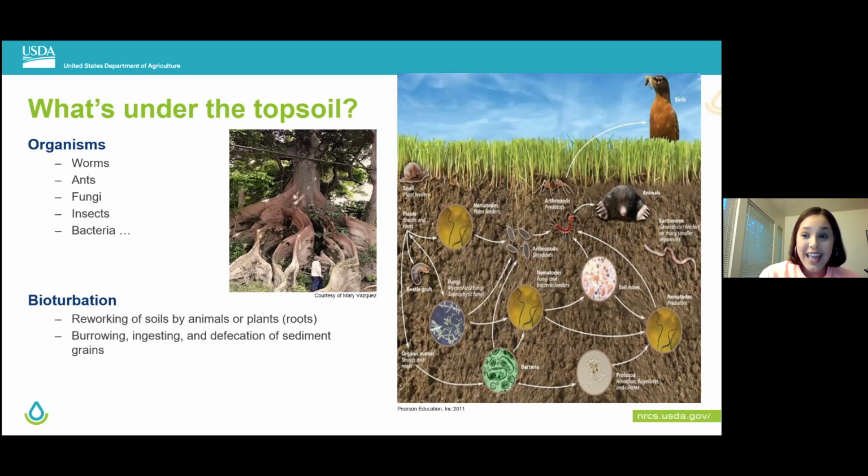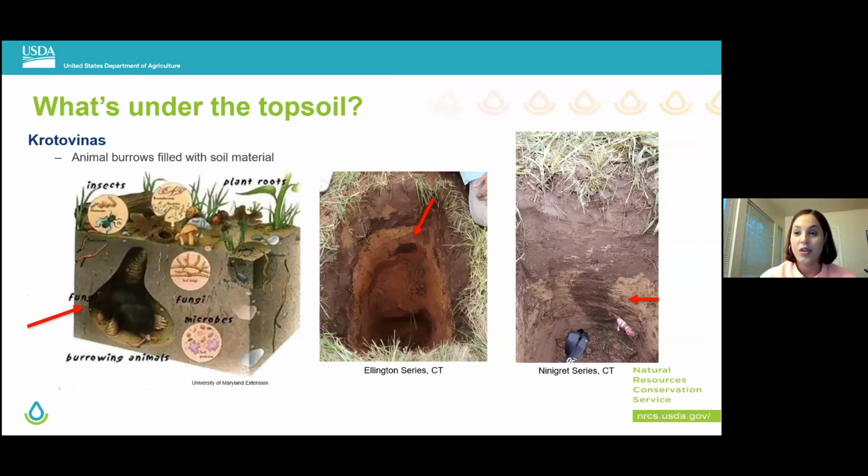So in soil science, there is something that we call crotovinas. I've seen those before. Those are pretty nice. And those are basically animal burrows, you know, those tunnels that they make when they're looking for shelter or when they're looking for food. So those animal burrows get filled with soil material that is falling from the horizons on top of it. And those two pictures on the right, I took them when I was working in Connecticut last year. That was the first time I saw something like that. I was very impressed.